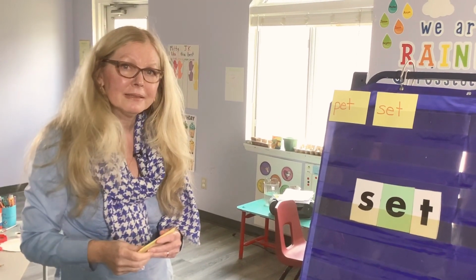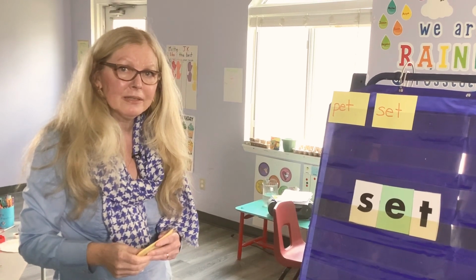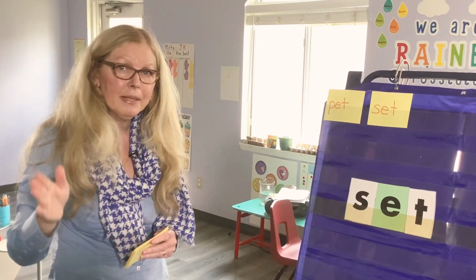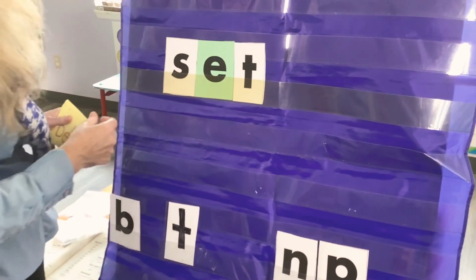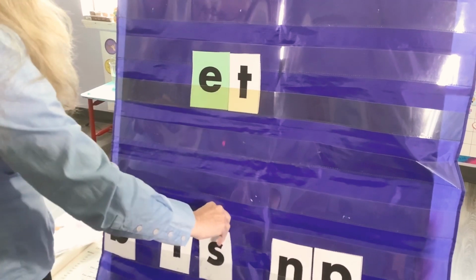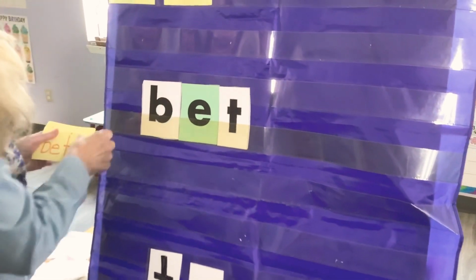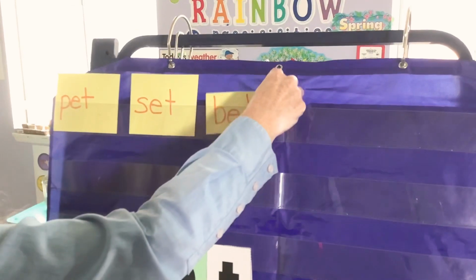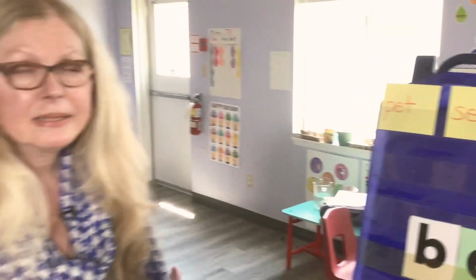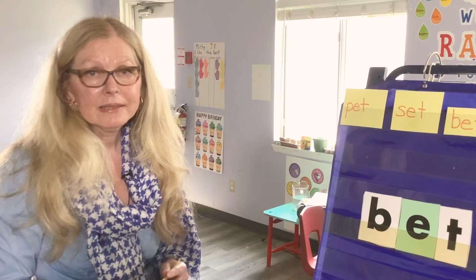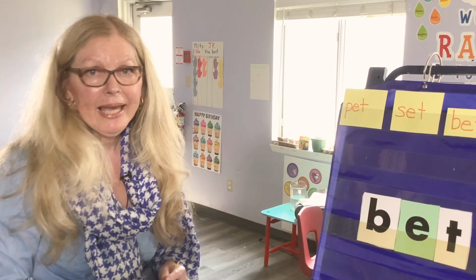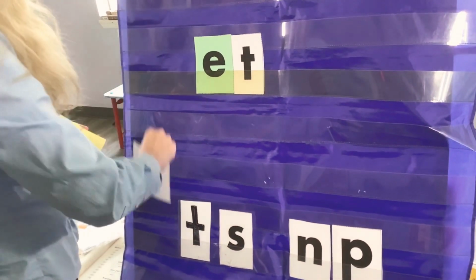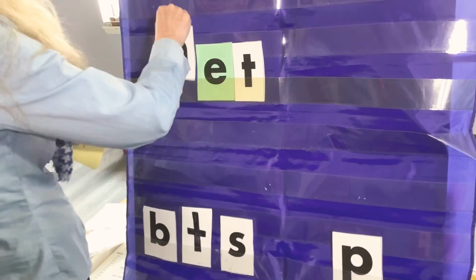Next one, bet. I bet you're getting smarter and smarter each day. Ba-at, bet. Did you change your beginning sound? Bet. Next sound, net. You need a net if you play basketball. N-at, net.